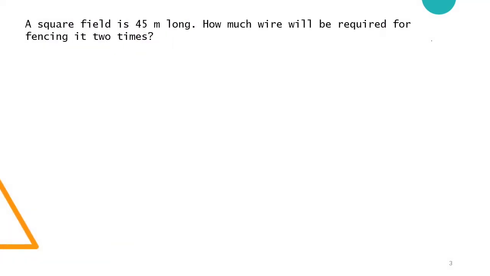The next question is a square field is 45 meter long. Here length of the side of a square field is given to us. How much wire will be required for fencing it 2 times? So if this is a square field and we have to fence around it 2 times, that means firstly we have to find out the perimeter of this field. Perimeter will be the total length of this field. So we have to find out the perimeter of the field and then multiply this perimeter by 2 to find out the wire required for fencing it 2 times.